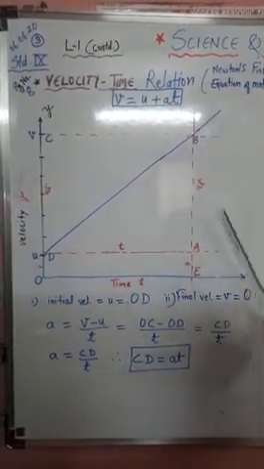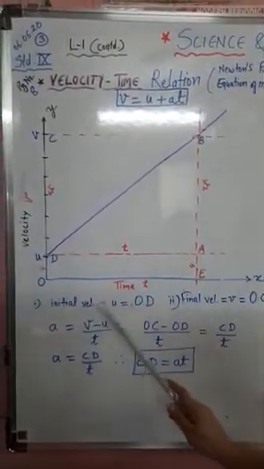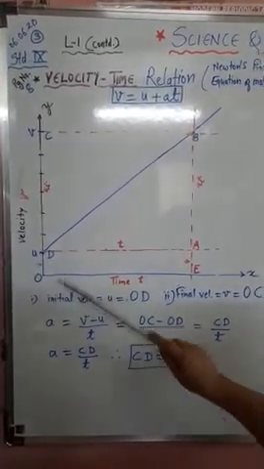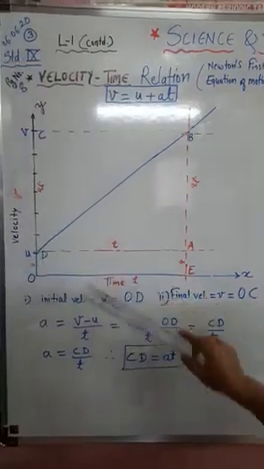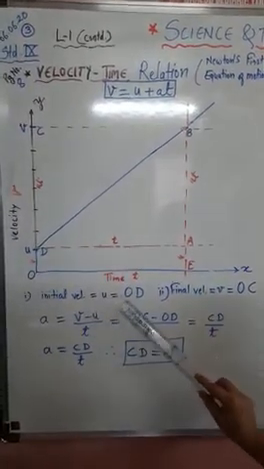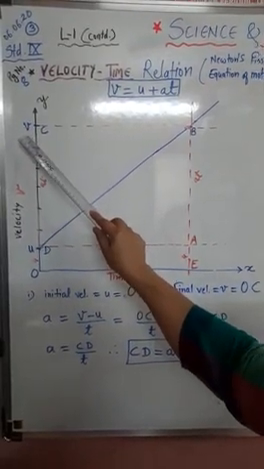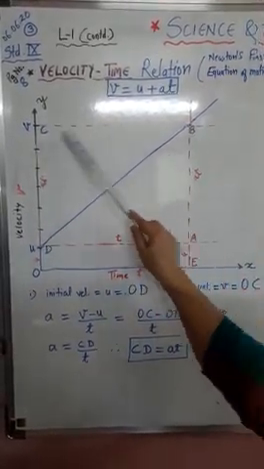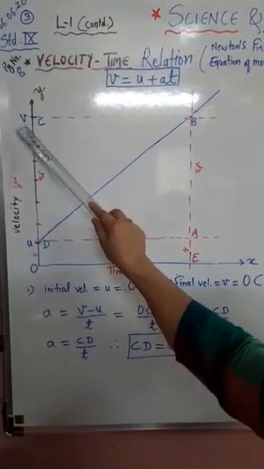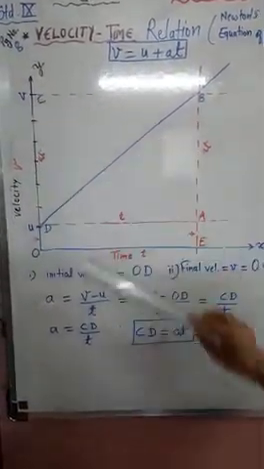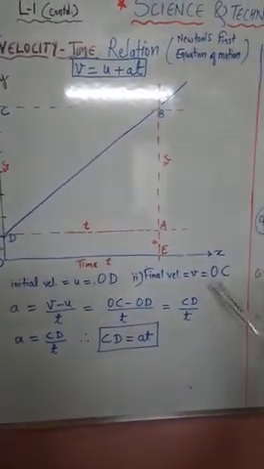Now we will see how to calculate this initial velocity u. It is equal to OD. Initial velocity u is OD. Similarly, v is the final velocity. The object is reaching here, so at that time the velocity is this, and that will be the final velocity. Final velocity v will be OC.